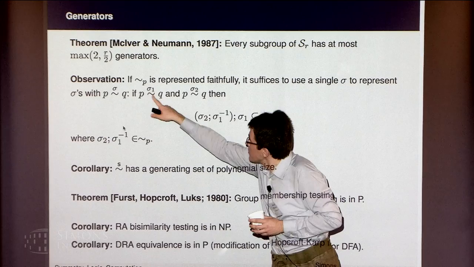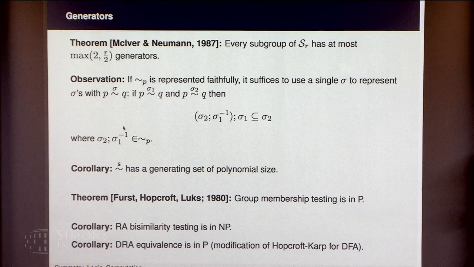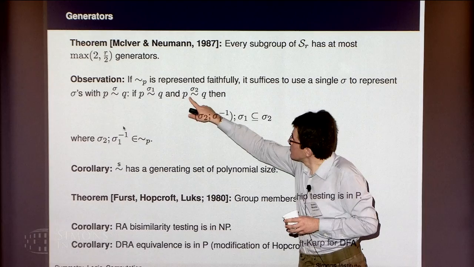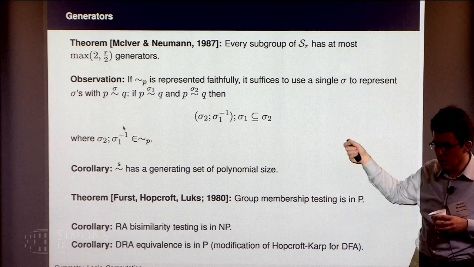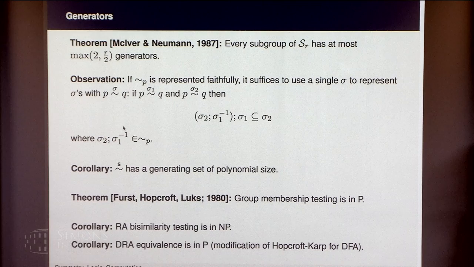But fortunately, thanks to compositionality, this can be done, and we can show that it suffices to provide just one witness if these two states are related by some partial permutation. So on the whole, we can conclude that the symbolic bisimilarity has a generating set of polynomial size, which means, well, we can now guess it.